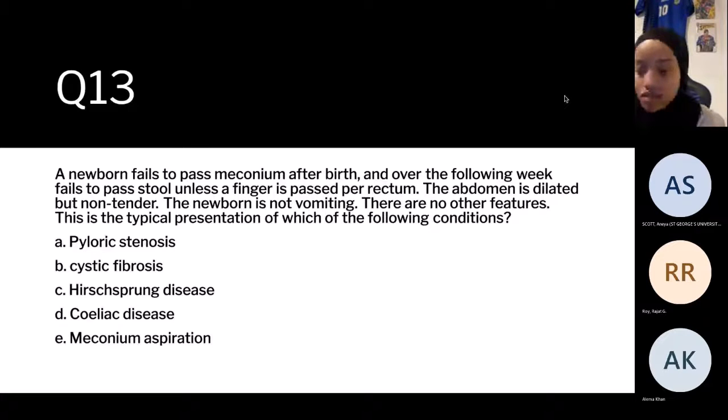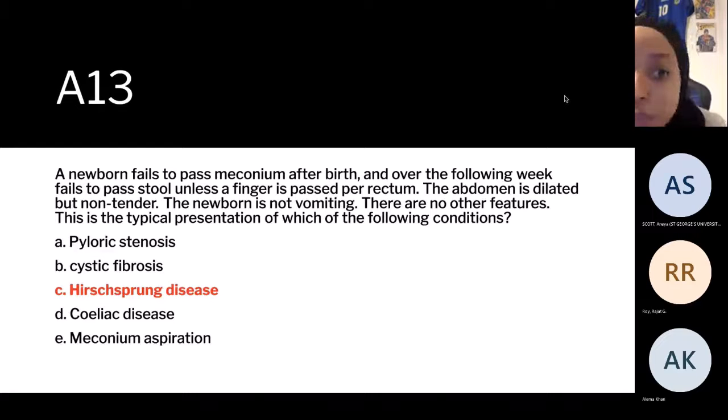Okay, so we've got both our results. So it's Hirschsprung's disease. The trick to this question is that it says the baby fails to pass stool unless a finger is passed per rectum. Whenever you read anything like that, then you know that it's Hirschsprung's. And we'll go on to the next question.